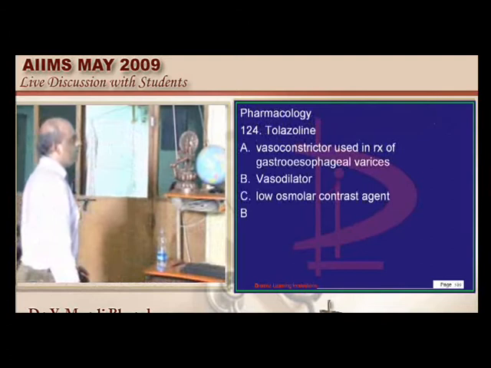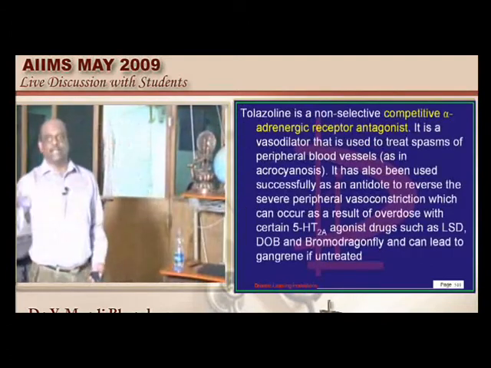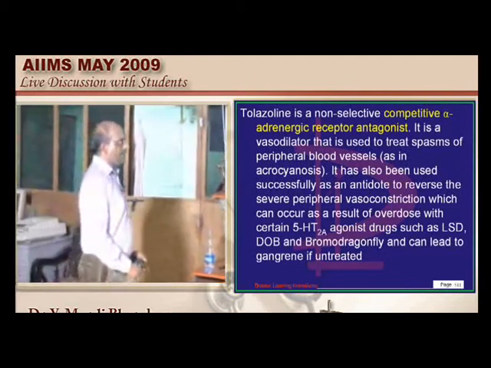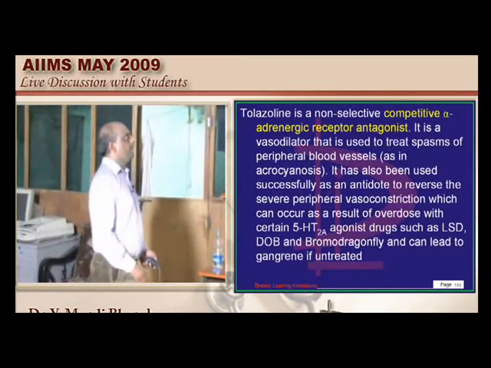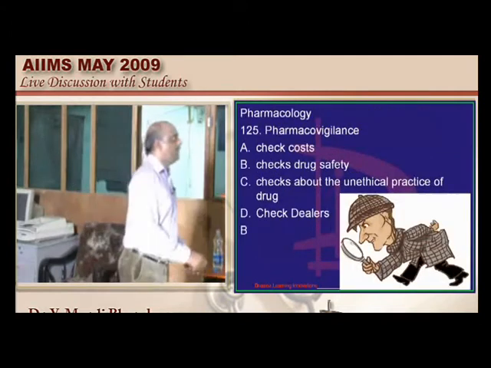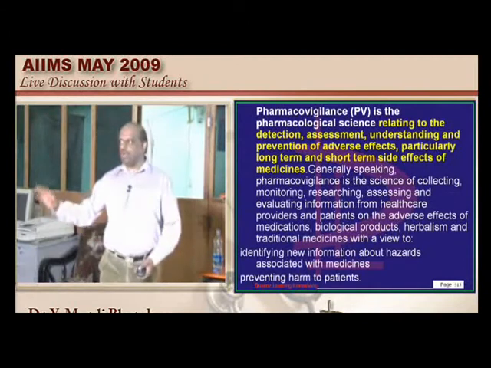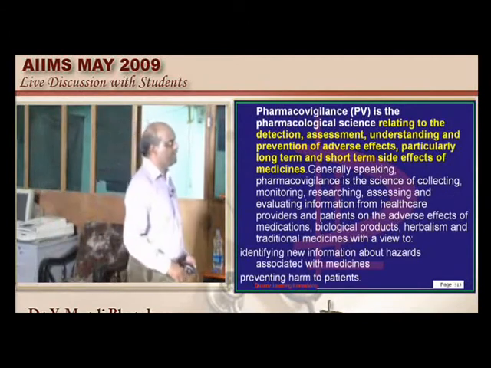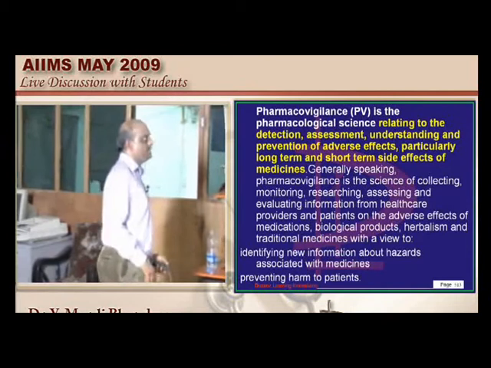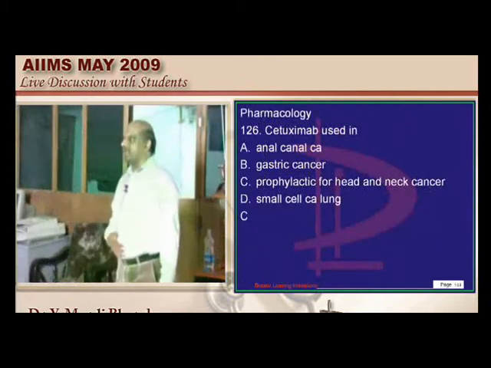Now let us talk about tolazoline. Tolazoline is a competitive alpha adrenergic receptor antagonist and it is a vasodilator that induces vasodilatation. What is pharmacovigilance, doctor? They try to check for the safety of the drugs, and monitor the long term and short term adverse effects. That is the main purpose of pharmacovigilance. Then I am searching and waiting for this question.